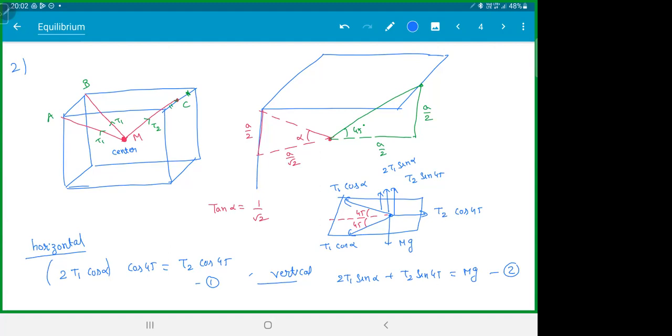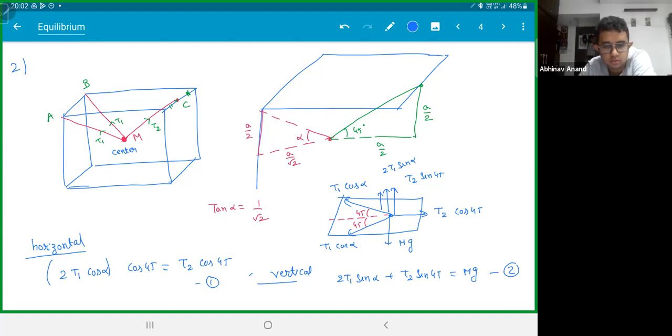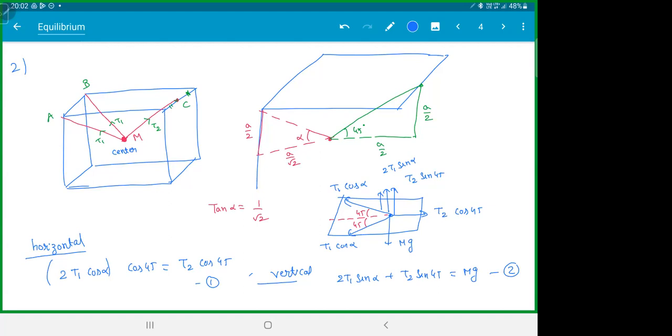Are you able to visualize that? Yes. All clear with the diagram? Did anyone get the answers for this? Aditya? Yasha? Got the thing? How much did you get?